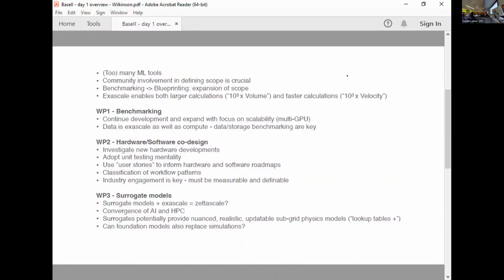Tony posed the question, can foundation models also replace simulations? I think that's something still to be discussed. I think the answer is probably no, but they will certainly feed into building surrogate models.